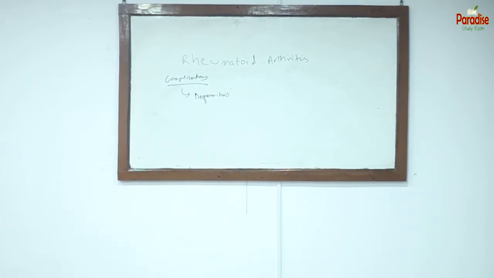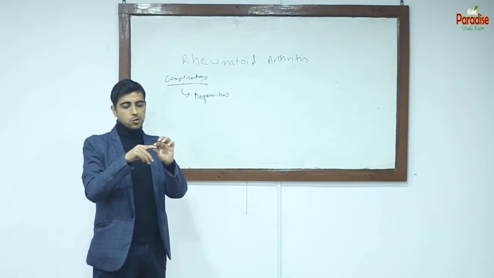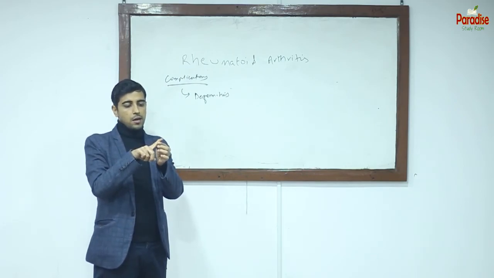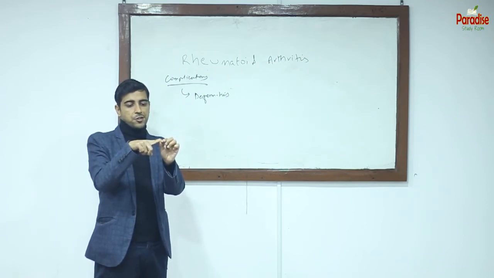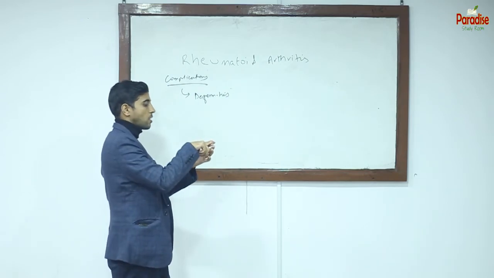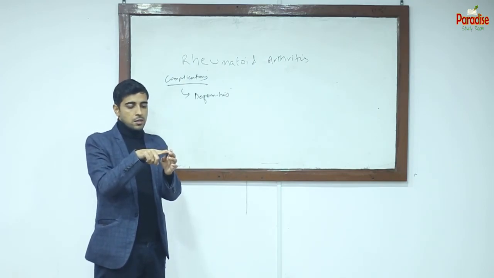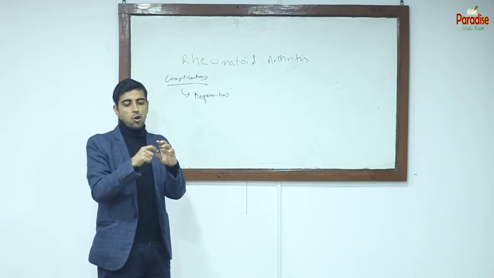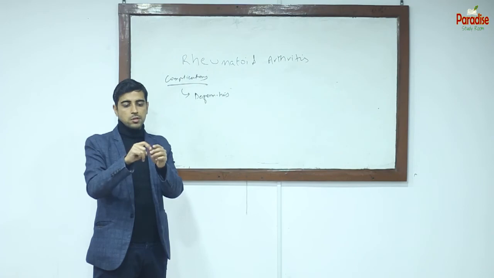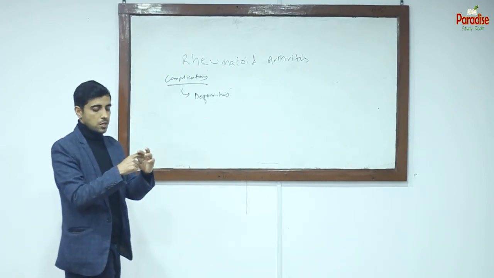One is the swan neck deformity. Swan neck deformity means, this is your PIP, this is your DIP. There will be hyperextension of your PIP joint and flexion of your DIP joint. This is known as the swan neck deformity. Another is the boutonniere deformity, which is just the opposite of swan neck. There's flexion of the PIP and hyperextension of the DIP. This is known as boutonniere deformity.